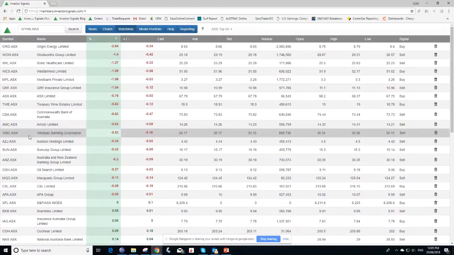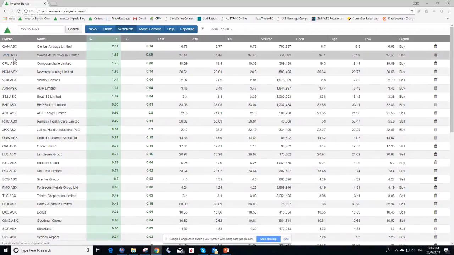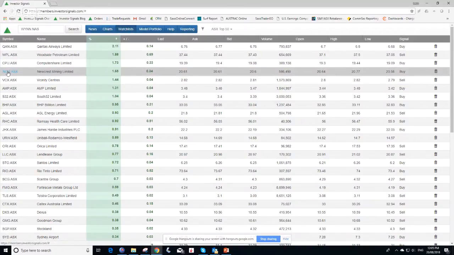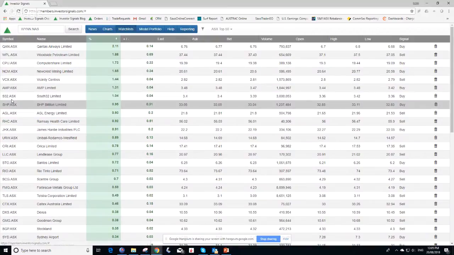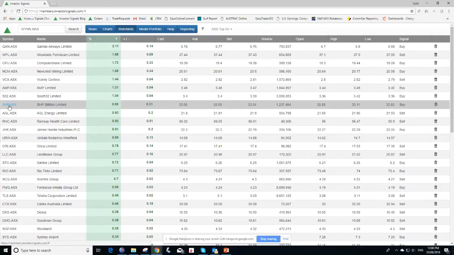The banks we've covered a fair bit on. So on the positive side of the market, Qantas is a stock that's in the model at the moment that's doing well. Computershare we've covered. New Crest, I think we've covered that. South 32 coming into its earnings result later this week would be one worth keeping an eye on. And just to confirm, South 32 is Thursday. BHP, buy right at the moment.